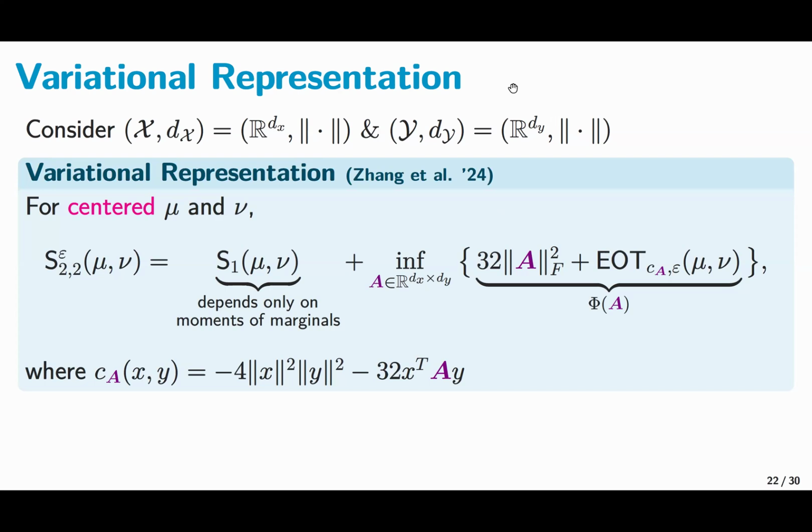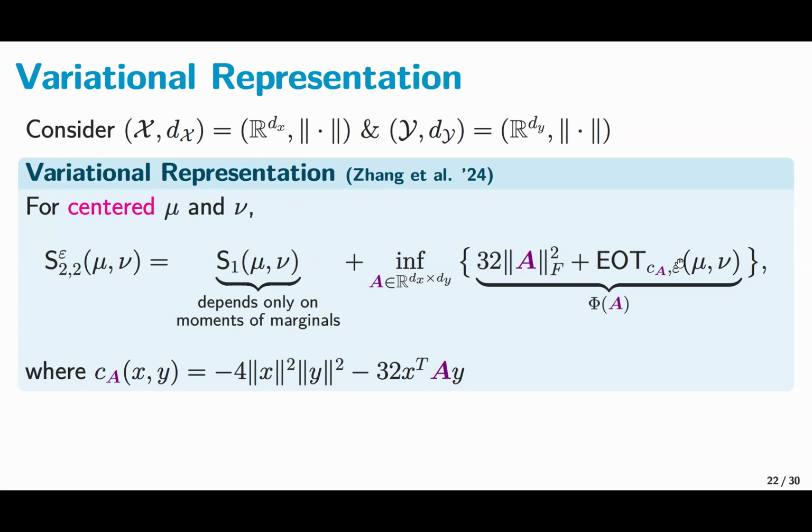In that setting, there is a key variational representation of the GW distance, given by Zhenxi Zhang, who's a student of Zilberfeld, which basically connects the GW problem, the entropic GW problem, with the standard EOT problem. Here, the first term depends only on the moments of the marginals, so you can easily compute it. What is more difficult is the second term.